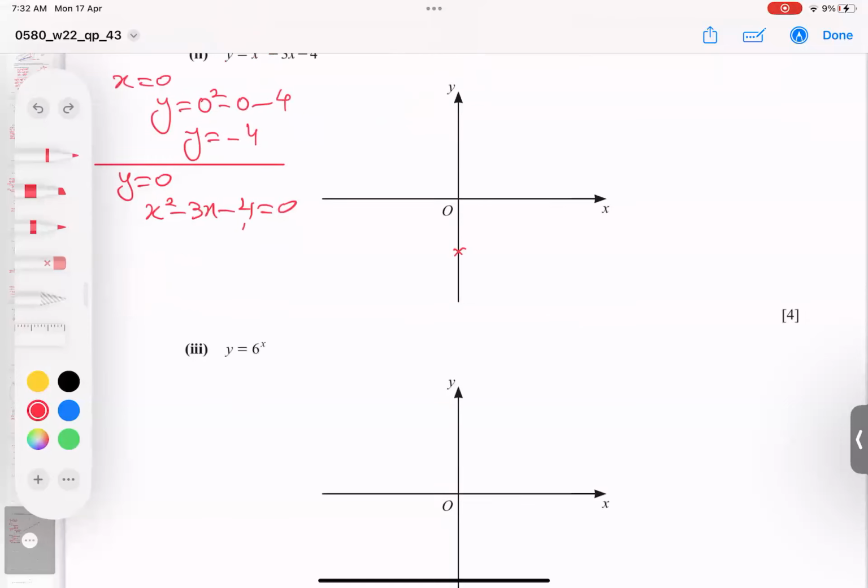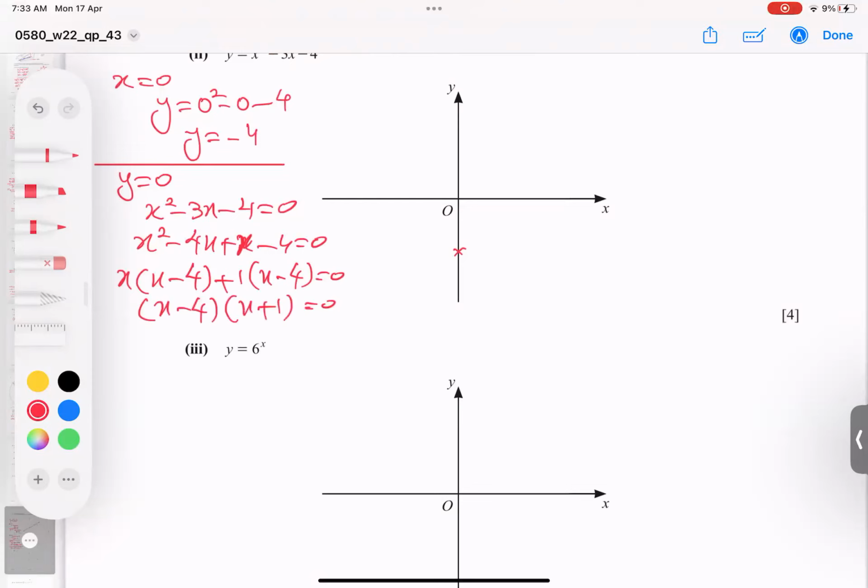Now we have a choice: factorization or apply quadratic formula. 4 ones are 4. I hope it's clear. x common, 1 common. Now (x minus 4)(x plus 1). So either this is equal to 0 or this is equal to 0. We got 2 answers: one is x = 4 and one is x = minus 1. Minus 1 somewhere here and 4 somewhere. So I take this and I take this.